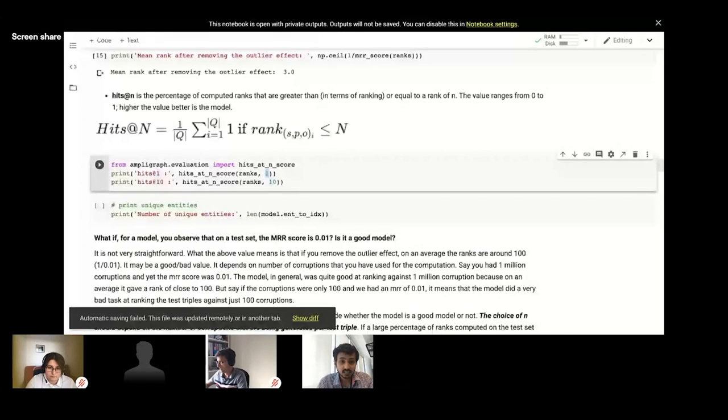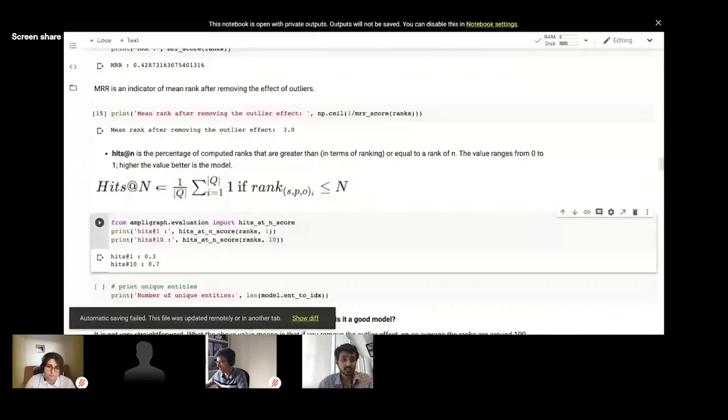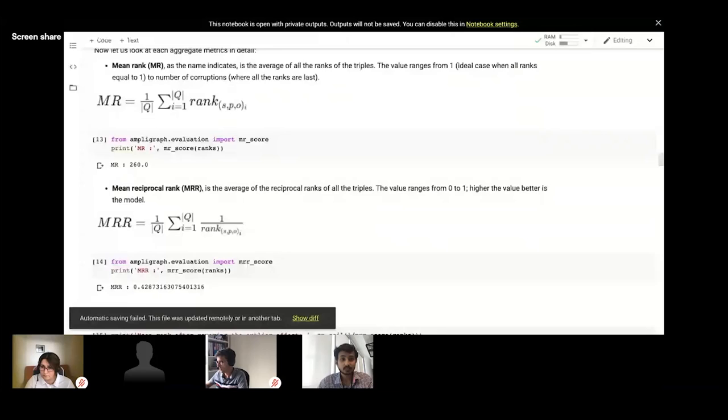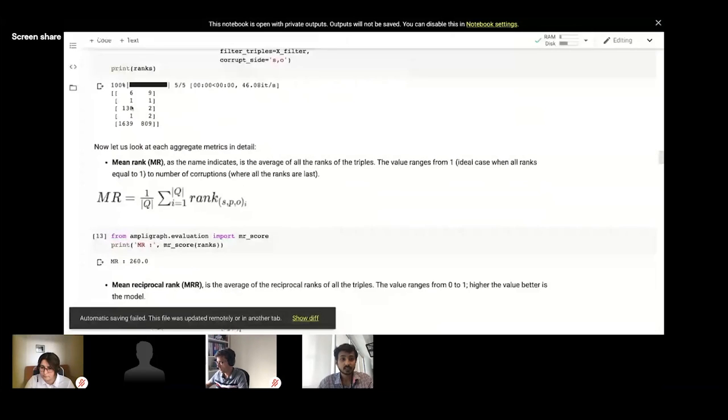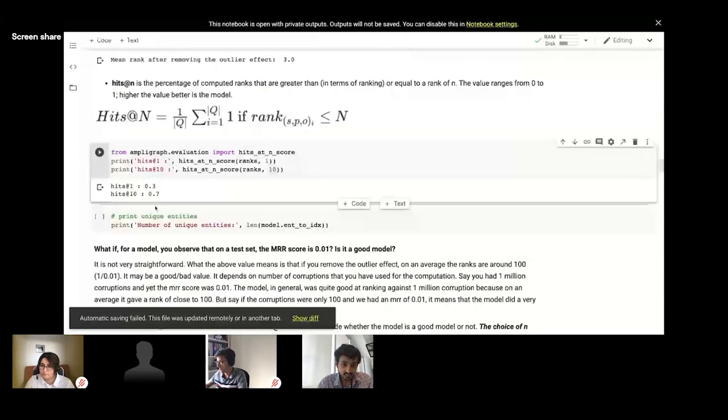And when I say 10, it means give me the percentage of ranks which are less than or equal to 10. So when I run this, I see that 30% of that is equal to 1, and 70% of the ranks above were less than or equal to 10. So if I scroll back, you'll see 3 of them were 1, and 7 of them were less than 10. So this metric can be used to see how the model ranks in general.